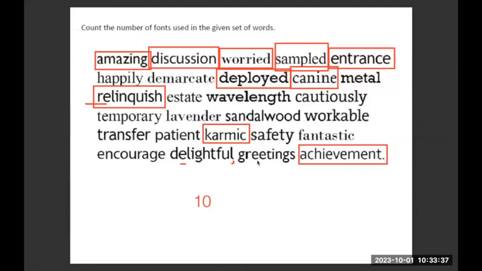Greetings. 1 second. Let me just catch the difference. I was able to spot it there. E-I-N-G. 1 second. Yes.